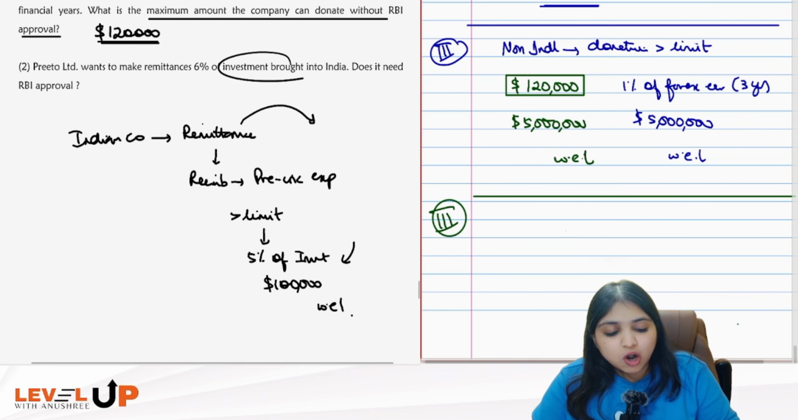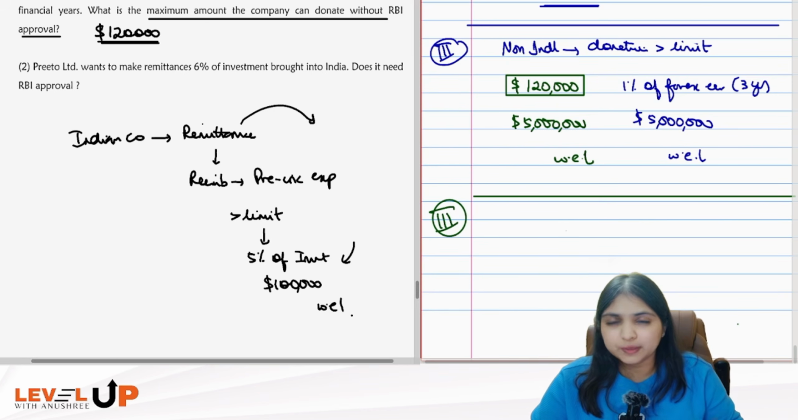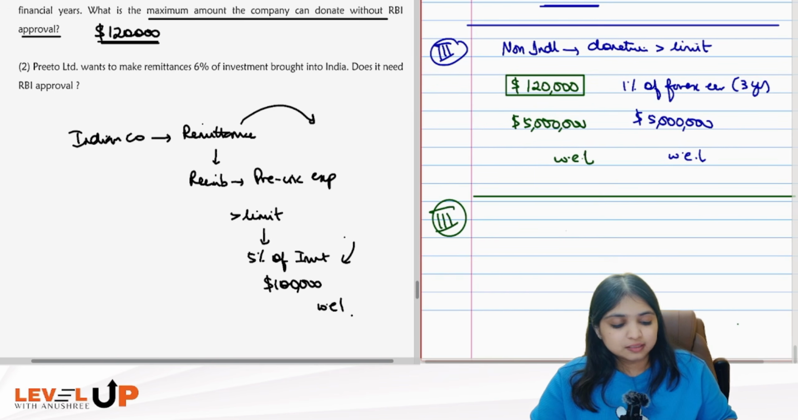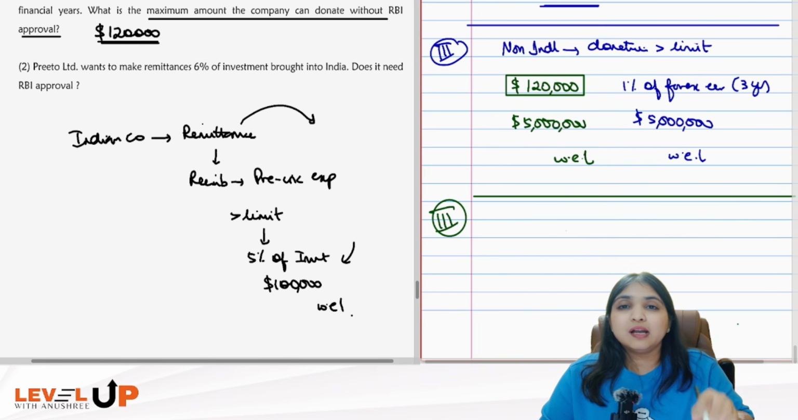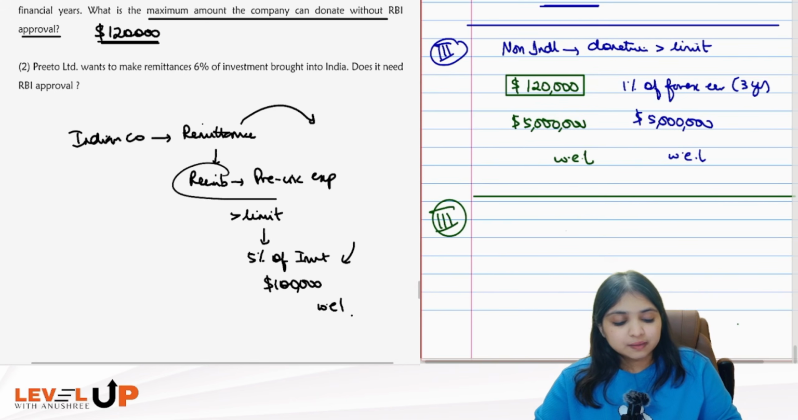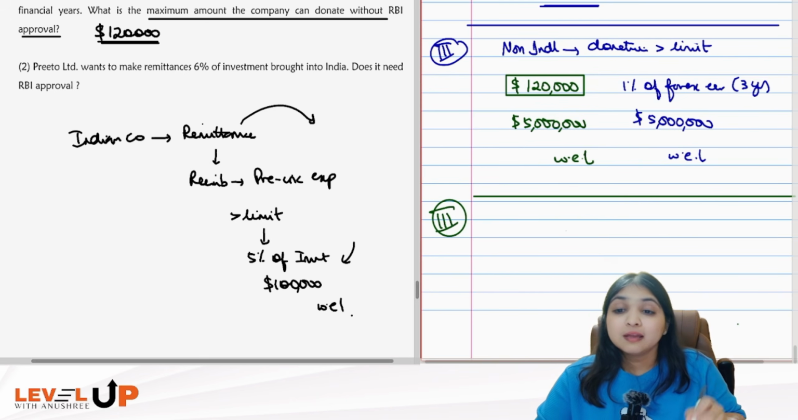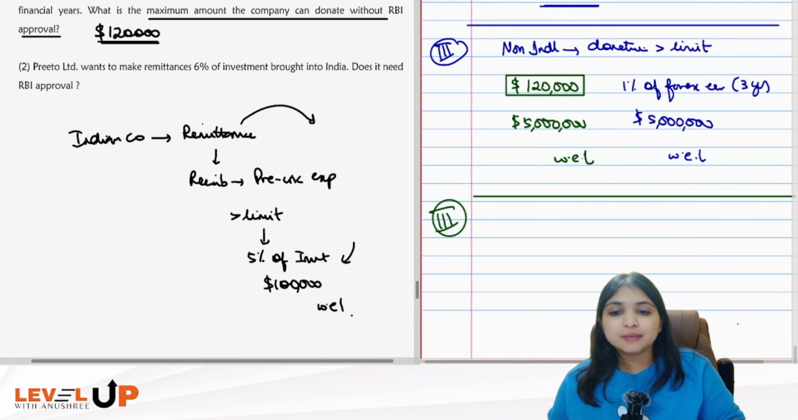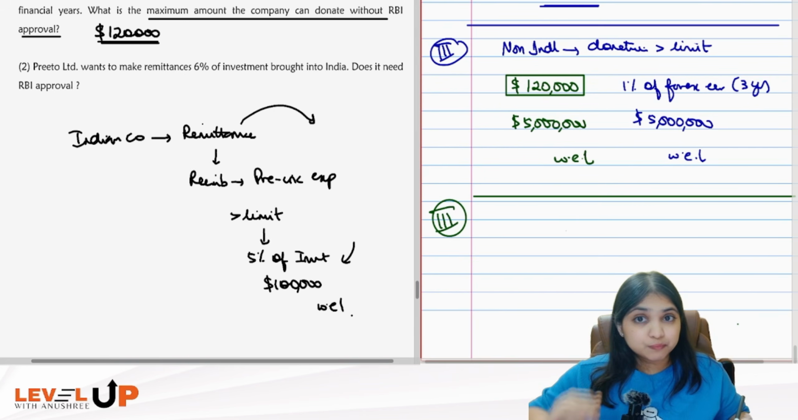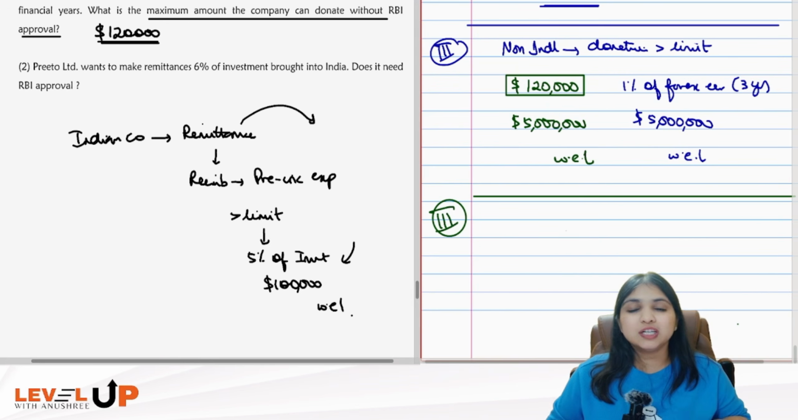Here they have not told us the amount of investment brought into India, so we can't calculate. We'll just have to say that if this remittance is more than this limit, then RBI approval will be required. Understanding? So if an Indian company is making a remittance of foreign exchange towards reimbursement of pre-incorporation expenses, and this remittance is more than the limit, then RBI approval is required. The limit is 5% of the investment brought into India, or $100,000, whichever is higher.